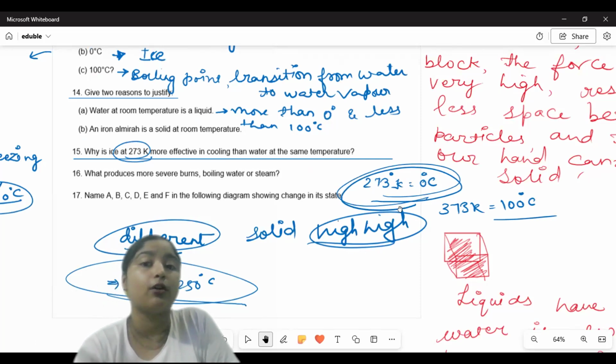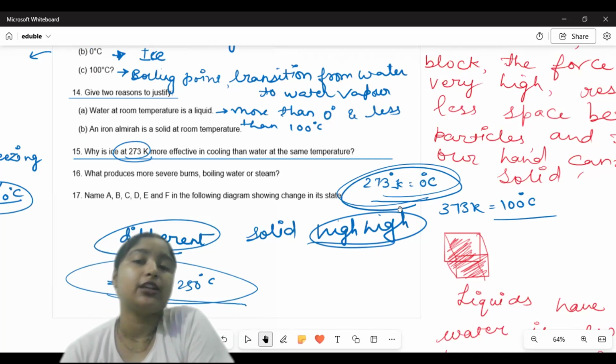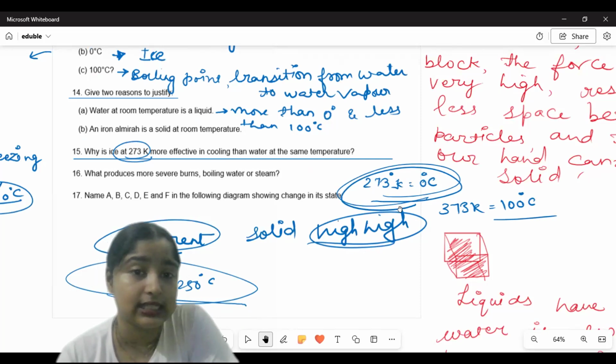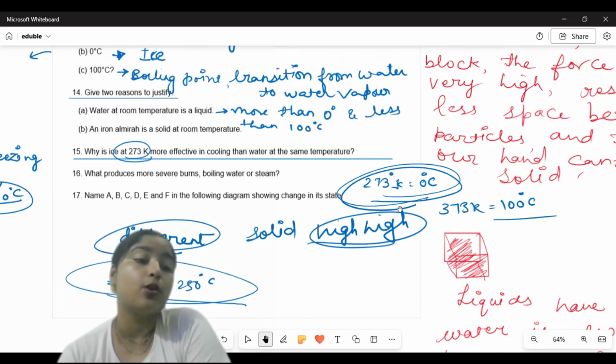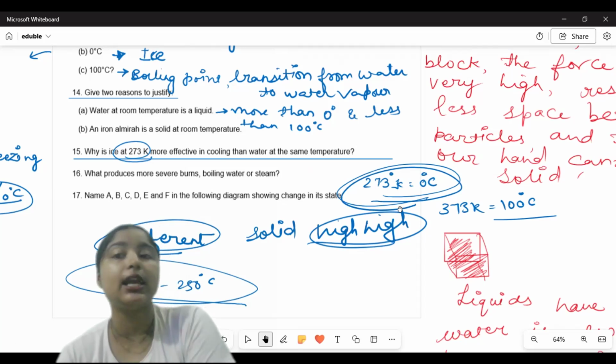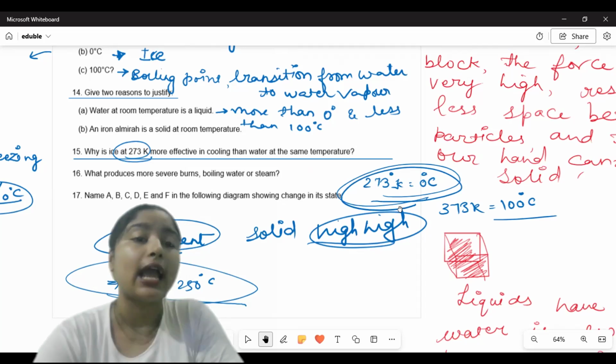As I've already informed you, ice has more space in between and less density, so it gives more cooling effect as compared to the water at the same temperature, because water will have more density and less space as compared to the ice.